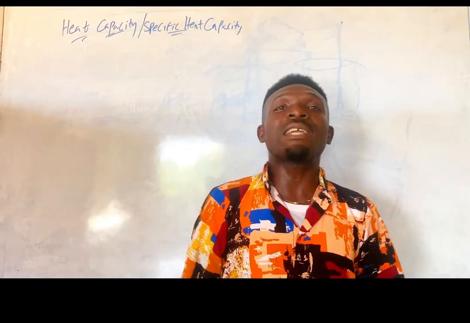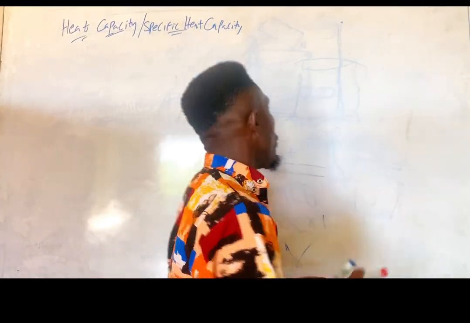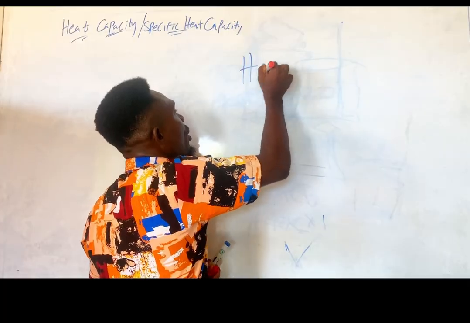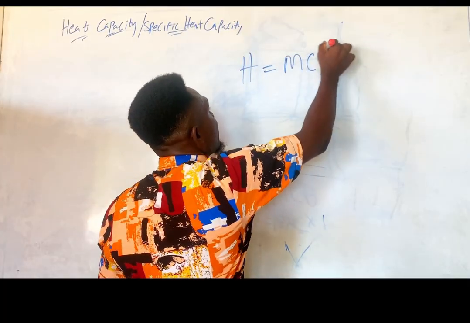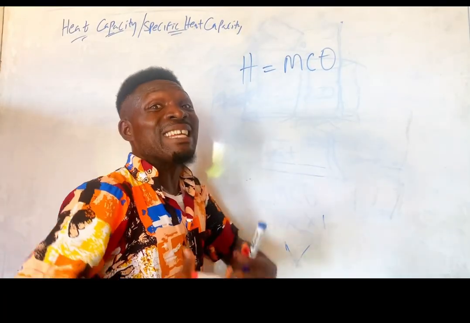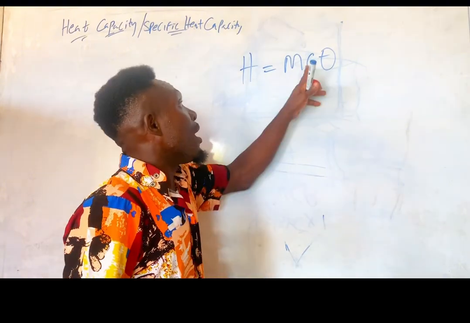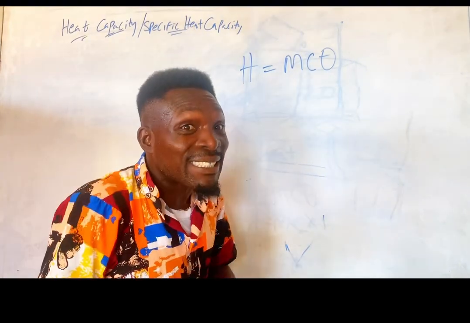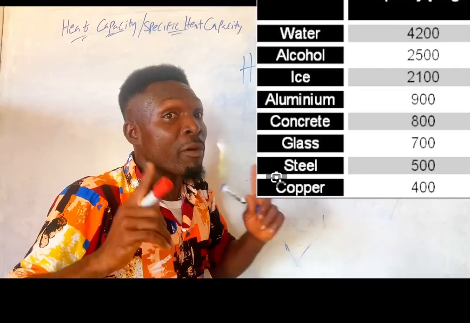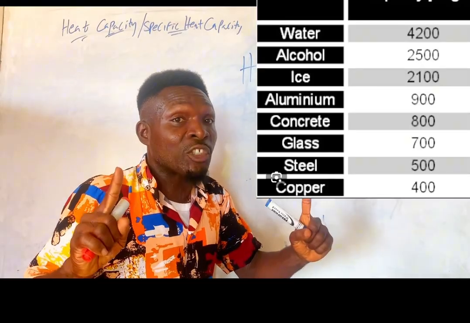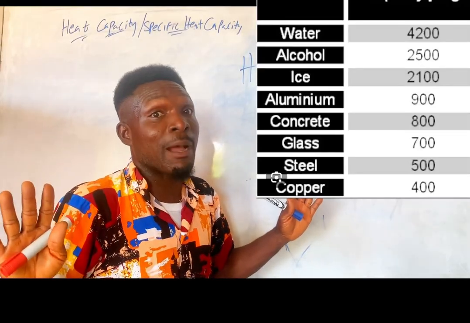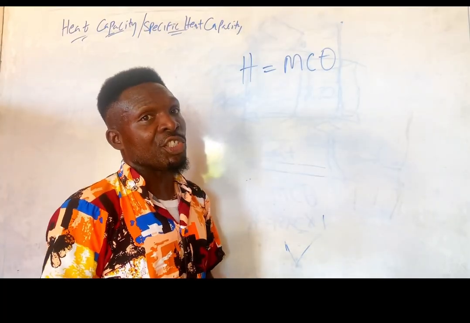How do we calculate heat capacity or the quantity of heat? We use our formula, which is H equals to what? MC theta. Where your M represents the mass of the substance you are dealing with, your C is the specific heat capacity which will be given to you. Remember, different materials, different substances have different specific heat capacity. And then this is the change in temperature.